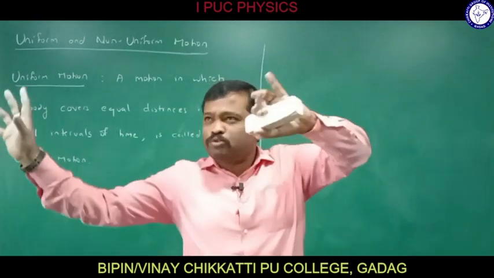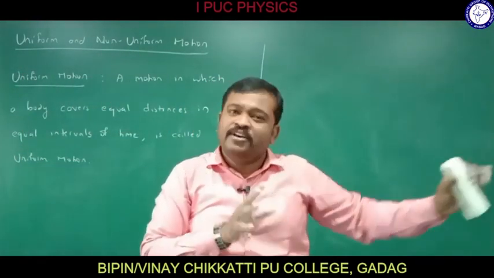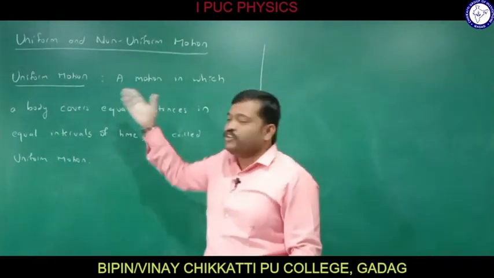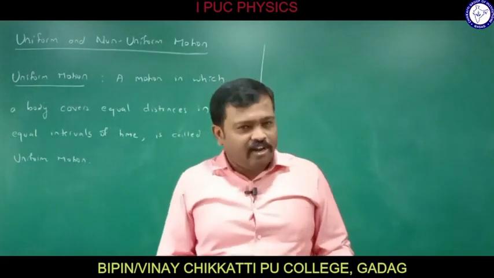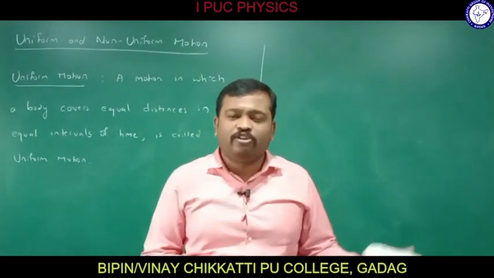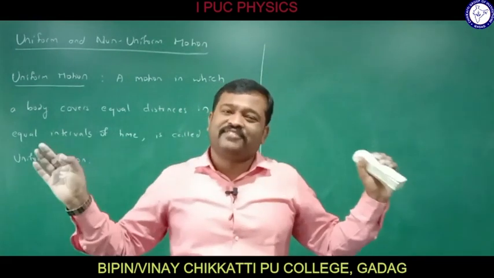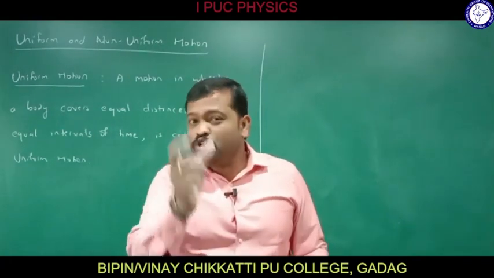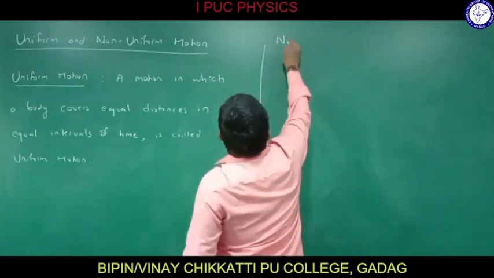If the body moves smoothly, if it covers equal distances in equal intervals of time, then that kind of motion is called uniform motion. But in day-to-day life, we cannot travel in that way, right? So we need to change the speed according to the circumstances. If it travels equal distances in equal intervals of time, then that kind of motion is called uniform motion, right? There is another type of motion that is called non-uniform motion.